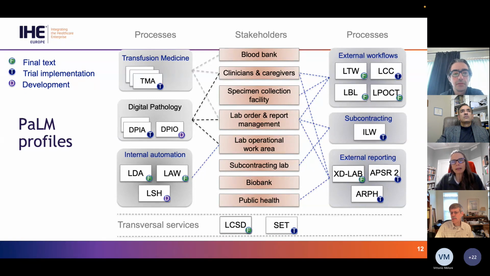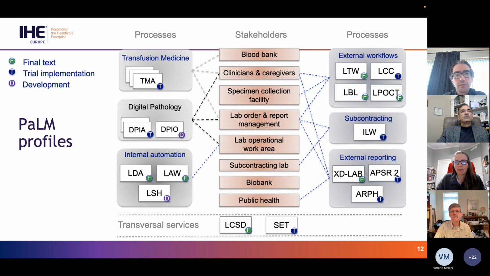So the external workflows, the laboratory testing workflows between the ordering provider and the laboratory, as is the laboratory clinical communications profile, which is the LCC, where the laboratory can make some suggestions of changes around the orders that have been placed earlier. The LPOCT, that's for point of care testing, and the LBL profile, that's for labeling of specimen containers. So all these are communication outside the lab.